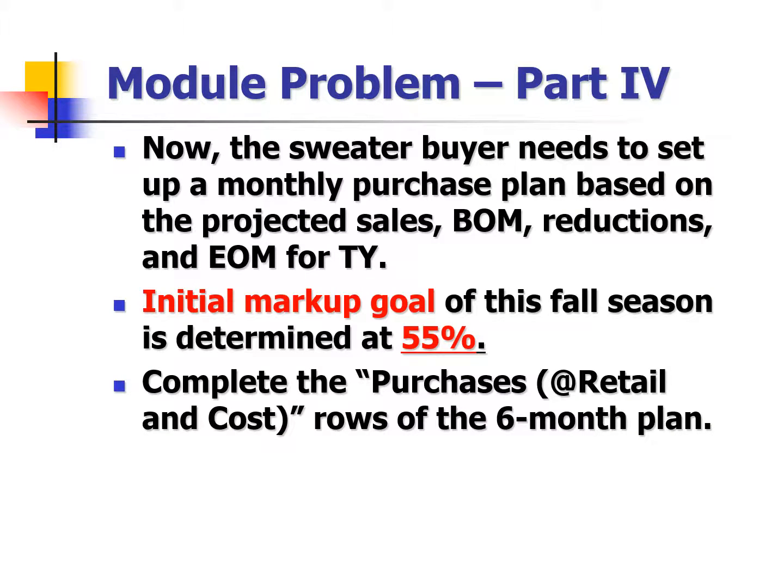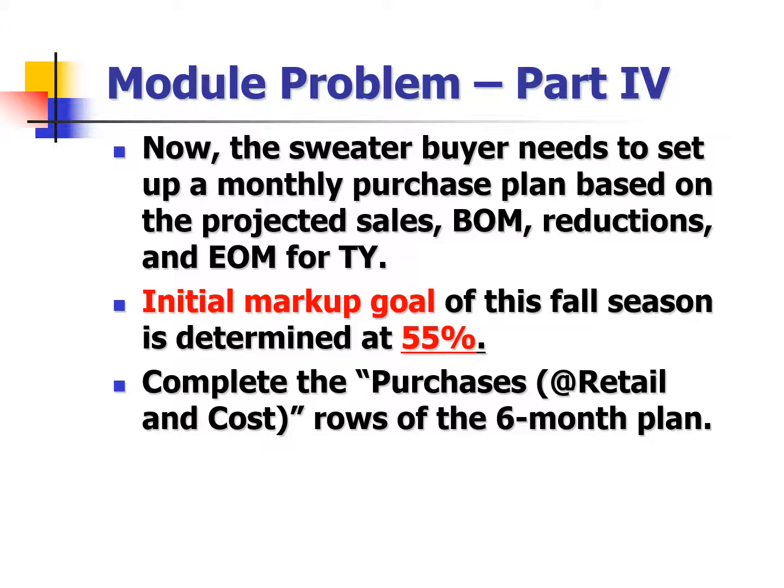All right, so now let's get back to the module problem assignment. Okay, now we are about to work on part 4, planning purchases, right? The scenario continues. Now the sweater buyer needs to set up a monthly purchase plan based on the projected sales, BOM reductions, and EOM for this year that we planned already. Let's say the initial markup goal for this fall season is going to be 55%. Okay, so initial markup is 55%, and let's complete the purchases at both retail and cost.